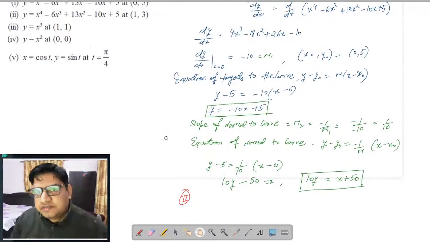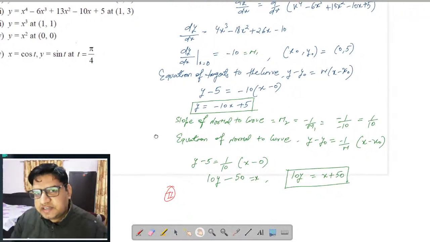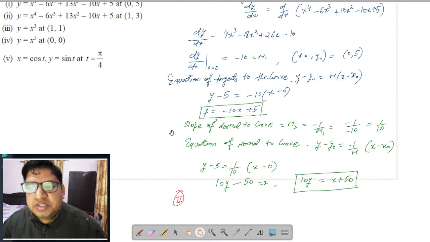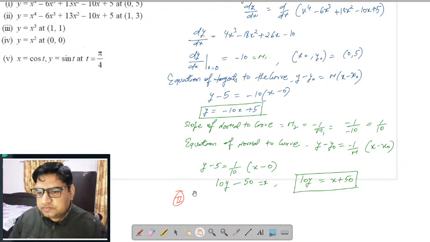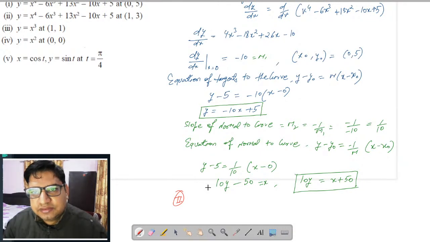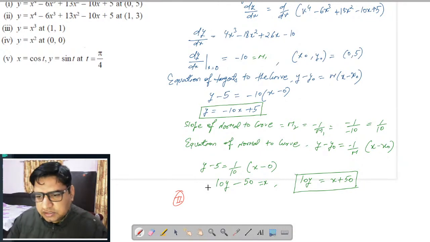And here we have the second question. In the second question, again, what we need to do is find the equation of the tangent to the curve and the normal to the curve. As we have discussed, first of all we try to find the slope of the tangent line. The slope of the tangent line is nothing but dy by dx. So we'll simply write down the equation here and then try to solve it.